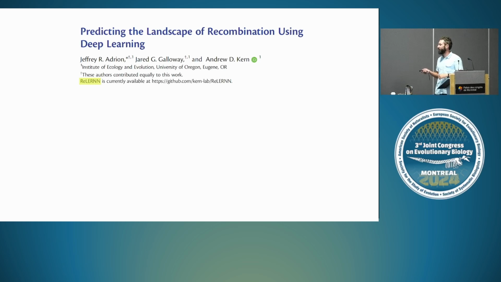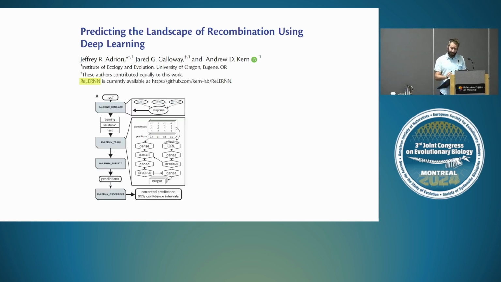Right, so this project started when I read this paper by a former PhD student of mine, actually Jeff Adrian, when he was a postdoc with Andy Kern. They made a machine learning model called ReLERNN to predict the recombination rate. And it works really well. It's quite amazing, actually. In the standard version of ReLERNN, you basically give it a VCF, and it predicts the recombination rate in your population, and it does it really well.